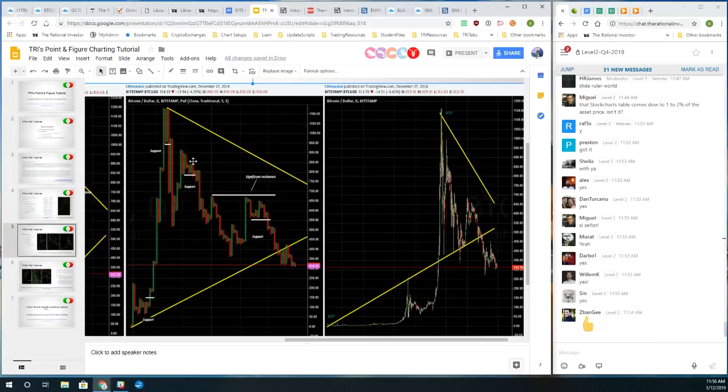Same thing here. Hopefully, when you look at this point and figure chart, you see the M's and the W's very, very clearly. Now, through this period, how long did that take? Well, the point and figure chart doesn't even really care. It's just market moved up, market moved down, market moved up, created a very clear support line. That support line was lost.